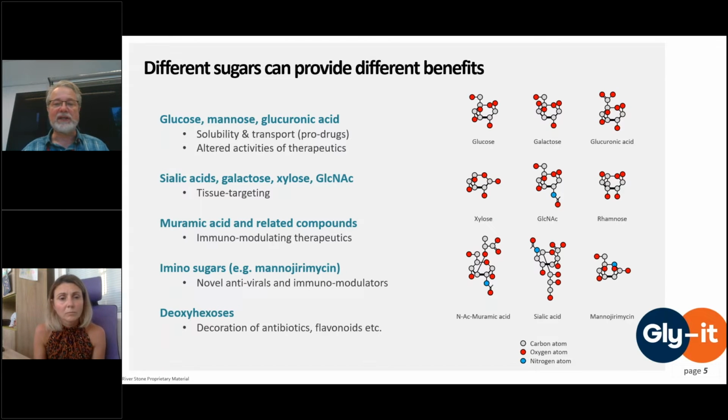Muramic acid is an interesting carbohydrate found in bacterial cell walls, and that is why it and related molecules confer a strong immune response in mammalian and human bodies. So you can think of that molecule if you want to do therapeutics with immune modulating activity. Amino sugars such as mon­ogermycin, which you can see on the right low, are in consideration as antivirals, but also as immunomodulators. So that's also an interesting sugar to think of using. And finally, deoxyhexoses are used in decoration of antibiotics, flavonoids, etc. in nature.